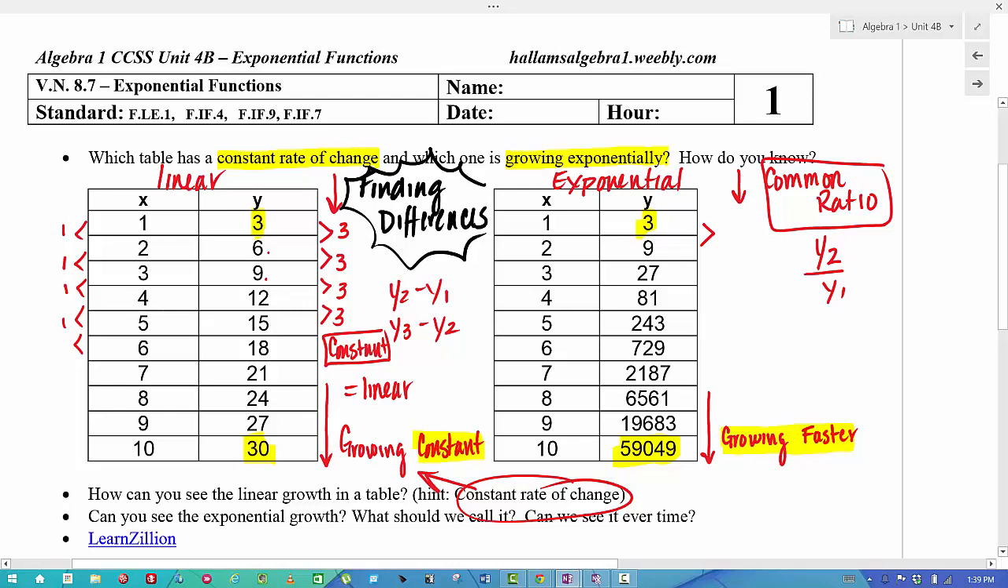So 9 divided by 3, 3. 27 divided by 9, 3. 81 divided by 27, 3. And you get the idea. It will be the same all the way down. If these are constant, then we call this an exponential function.